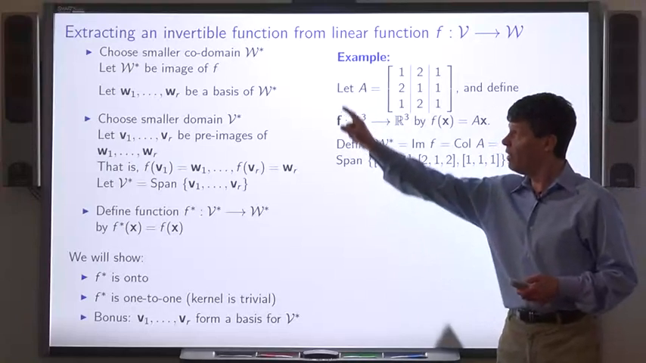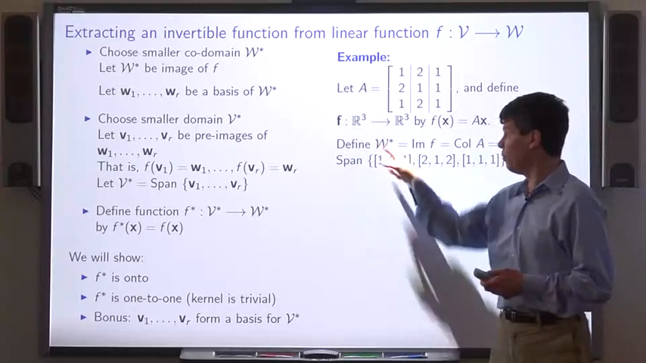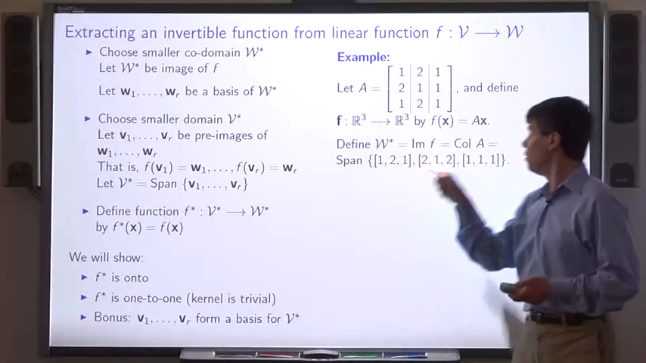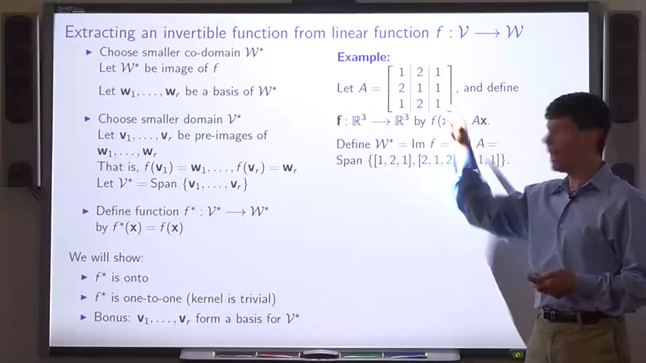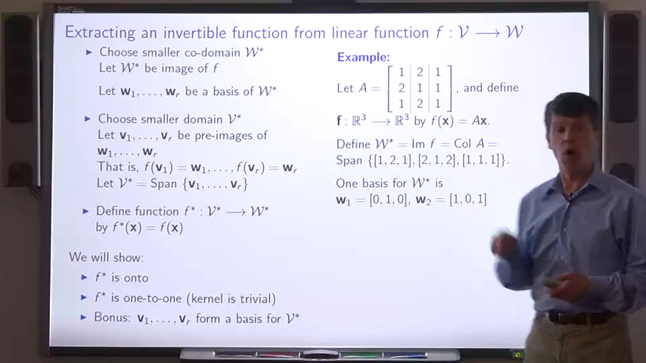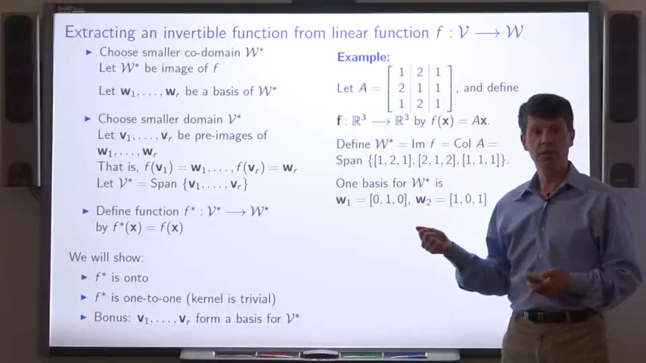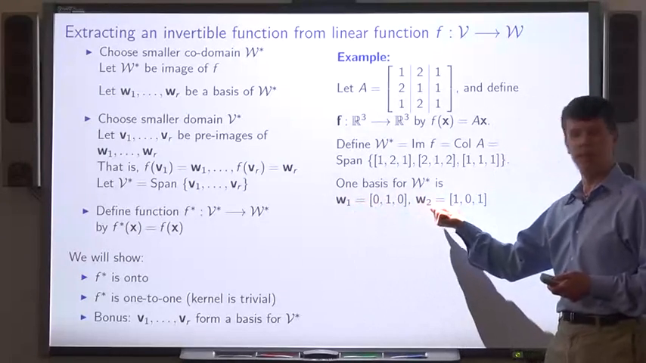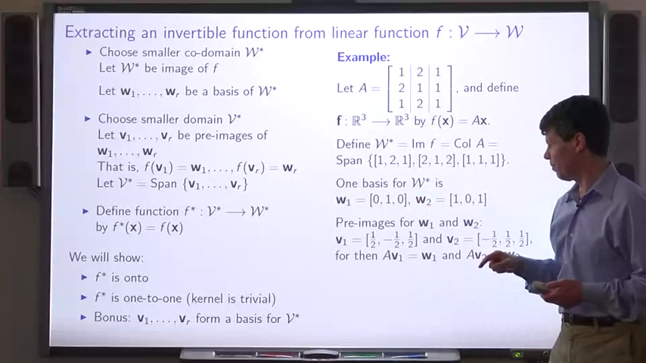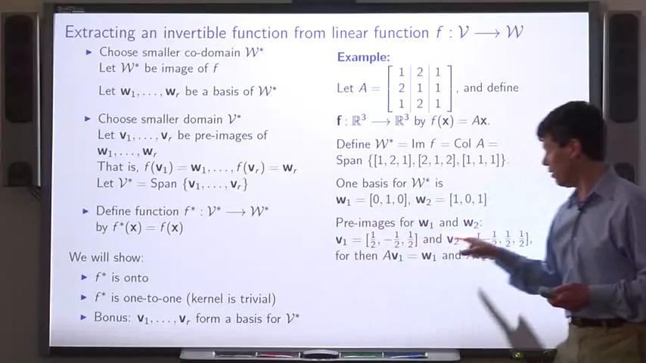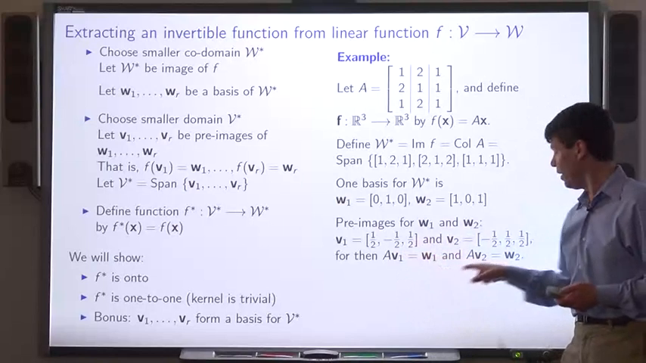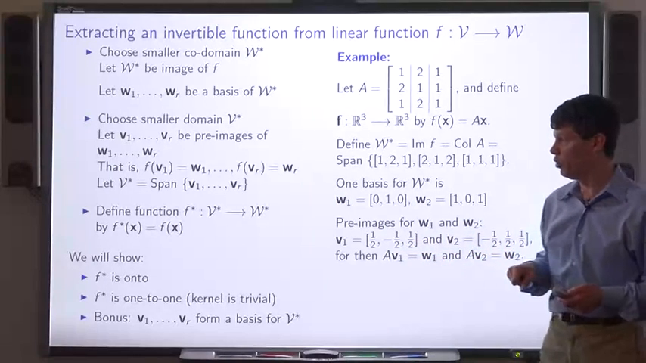Now, we define the new codomain W star to be the image of the function f. That is, the column space of the matrix A, which is the span of its columns. Now, one basis for W star consists of w1 and w2. Next, we find preimages of these vectors, say v1 and v2. These are preimages because A times v1 equals w1 and A times v2 equals w2.